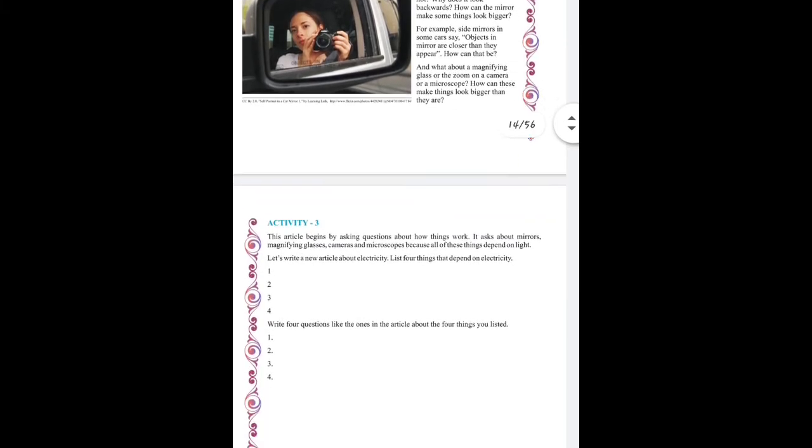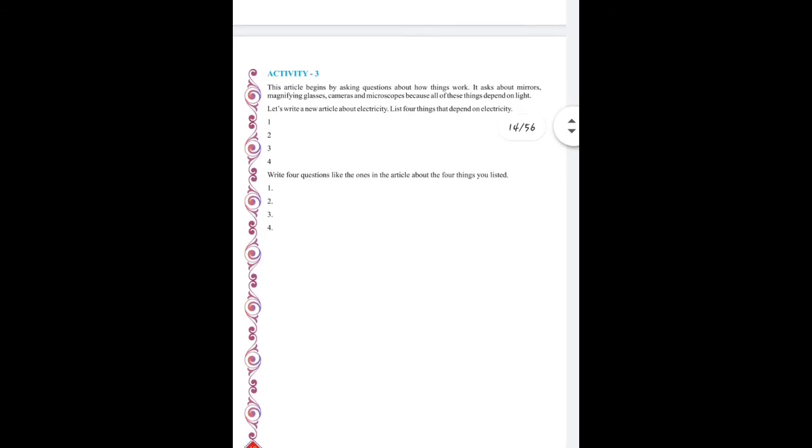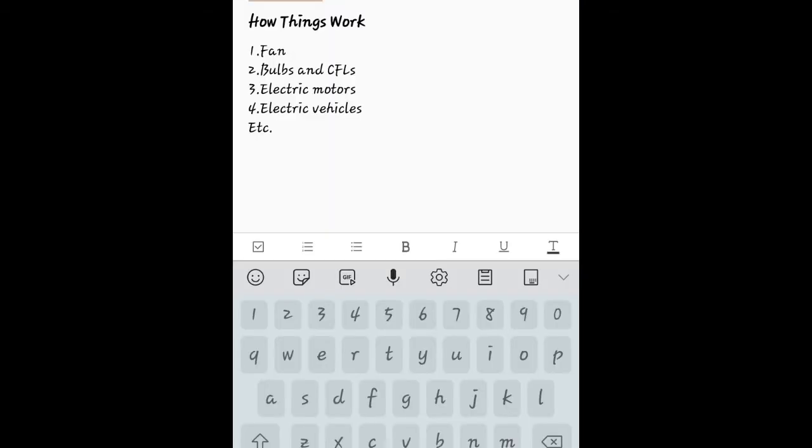Activity number 3 says that this article begins by asking questions about how things work. It asks about mirrors, magnifying glasses, cameras and microscopes, because all of these things depend on light. Let's write a new article about electricity. We have to list 4 things that depend on electricity. So let's see what those 4 things are on which electricity is required.